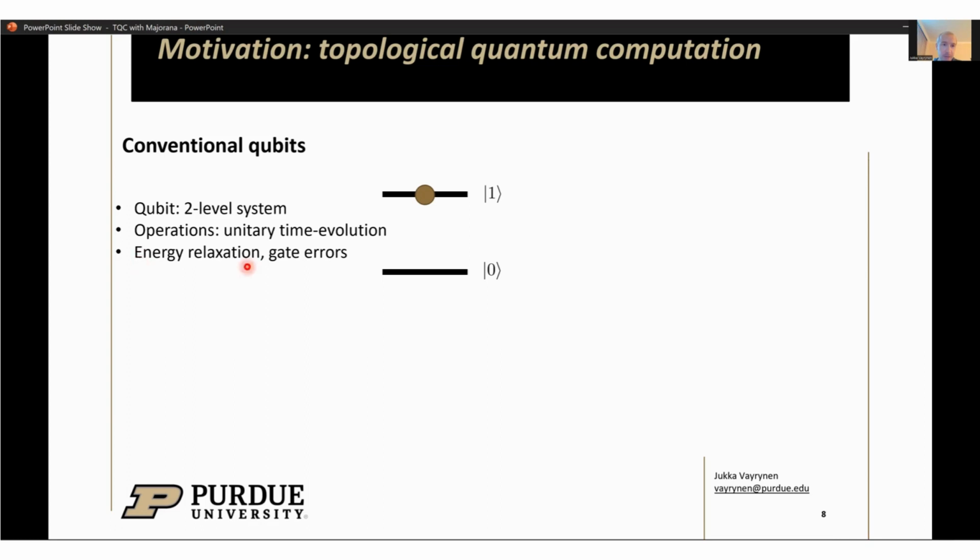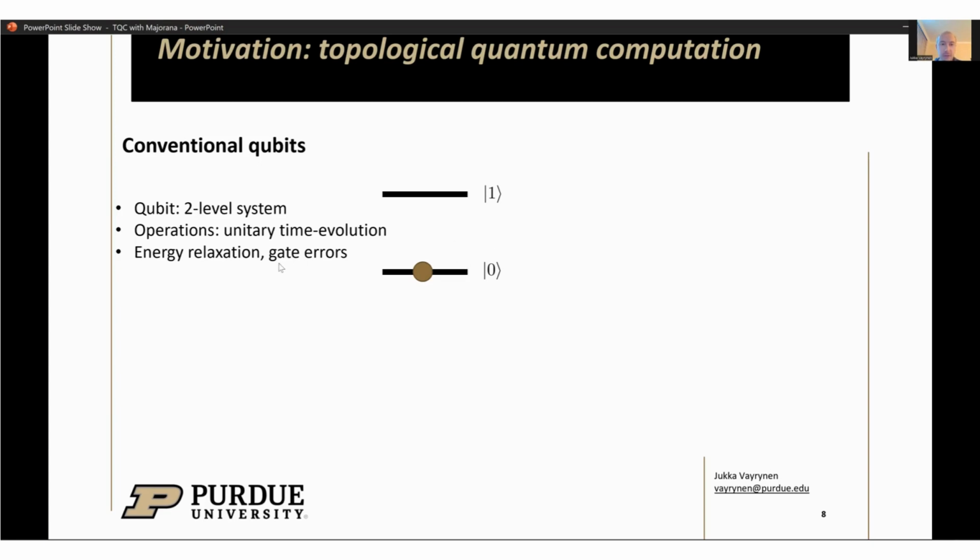This problem is often called energy relaxation. So basically, this one state here in this energy level diagram is an excited state. As we know from thermodynamics, systems tend to decay back to equilibrium, back to the lowest energy state. So this excited state over time will typically want to decay to the ground state. And this would be a T1 energy relaxation kind of error.